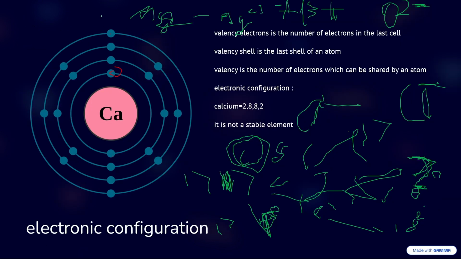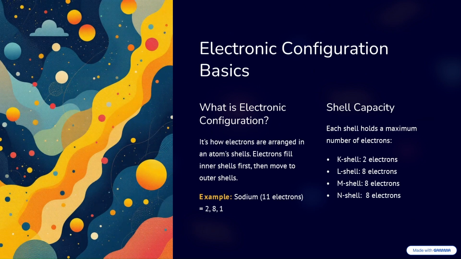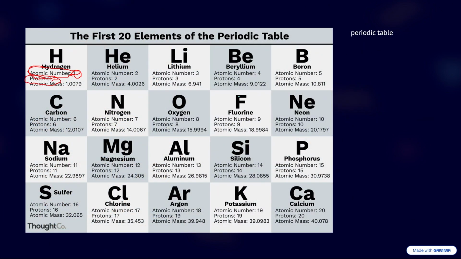If you see in this periodic table, beryllium, lithium, and boron are near to helium.